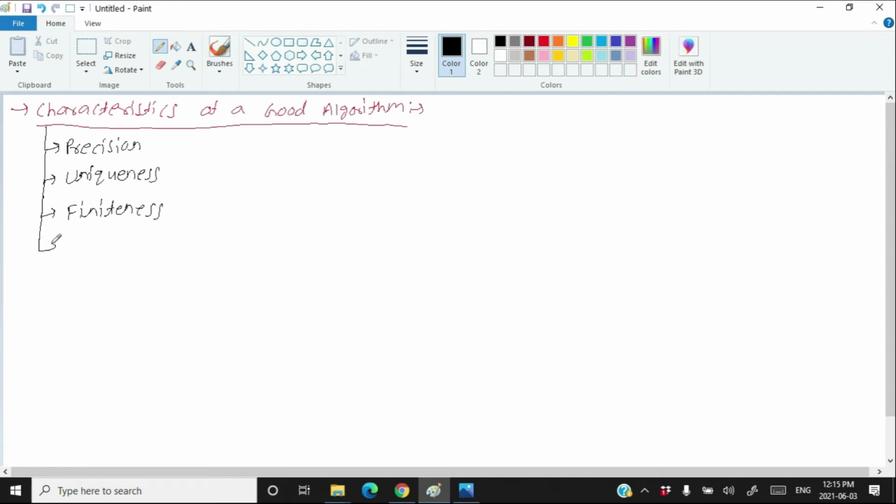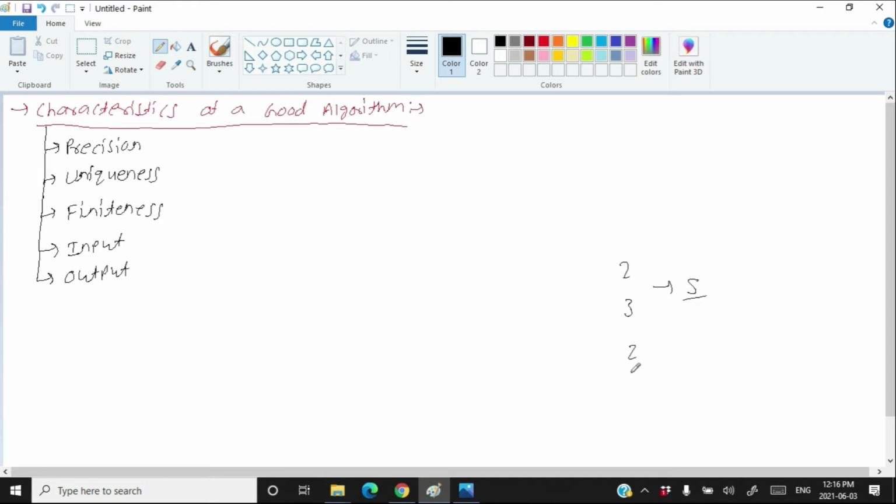The fourth one is input. The algorithm may require a specific input to work upon. And the fifth one is output. Algorithms should produce perfect output according to the requirement. There should be a good relationship between input and output. That means if you write an algorithm to add two numbers, then input should be two integers 2 and 3 and output should be 5. There should be a proper relationship between input and output.